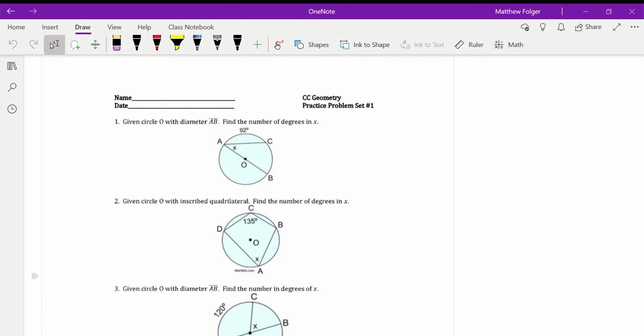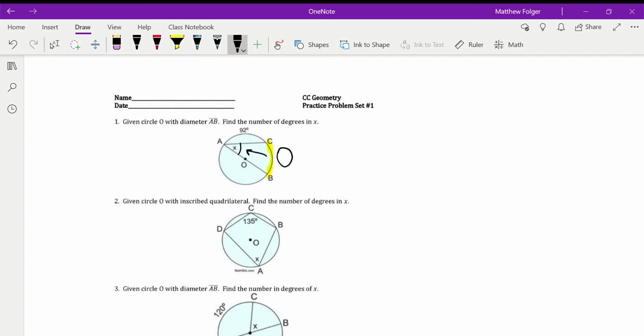If you look at number 1, we're trying to find this angle in here. That angle opens up to arc BC. What we know is that this is called an inscribed angle, and inscribed angles are half of the arc that they intercept. So if I can figure out what BC is, then I'll know that X is half of that.